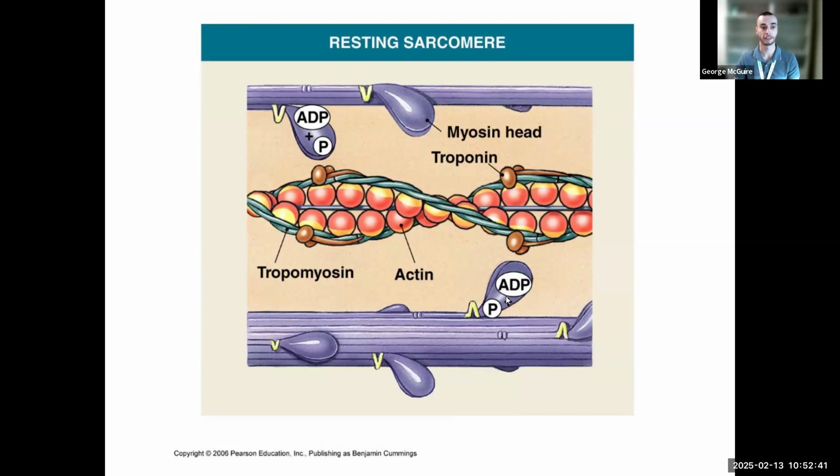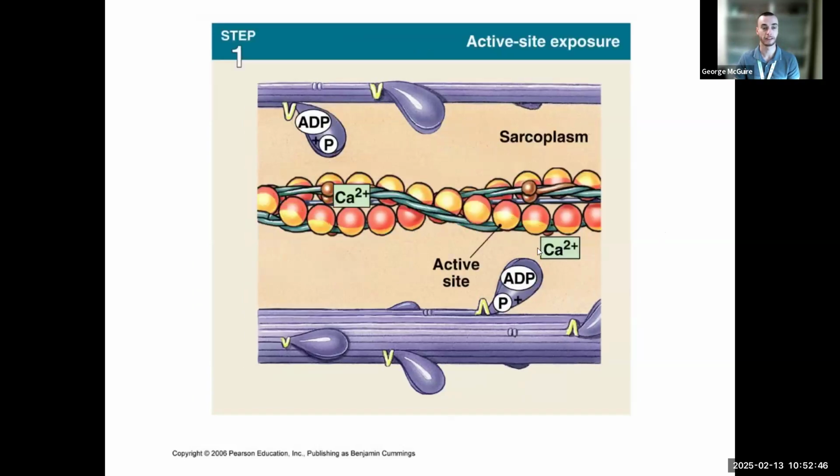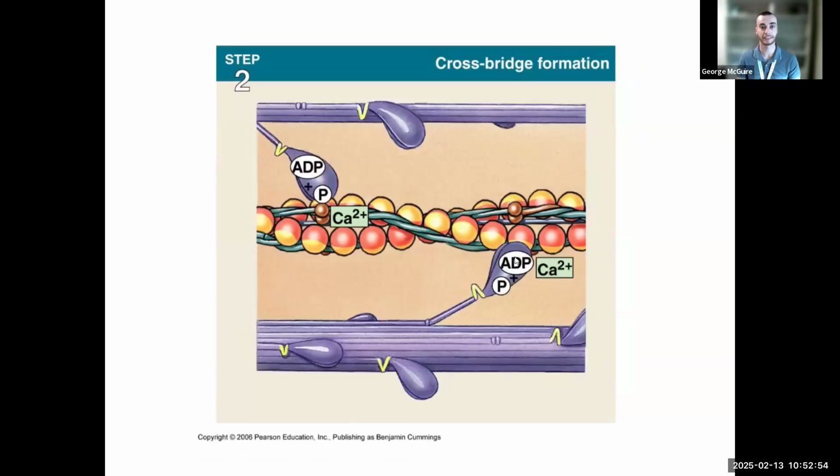So at rest, we are here with that cocked position with a hydrolyzed ATP. So calcium has been released, it bonds with troponin, which moves tropomyosin, and now that active site is exposed. So the head is going to be pulled onto it, forming that cross bridge.